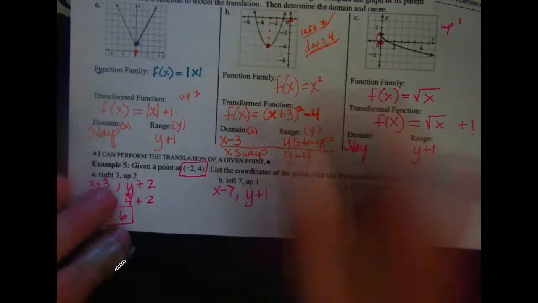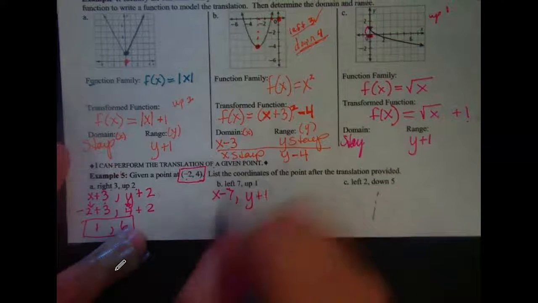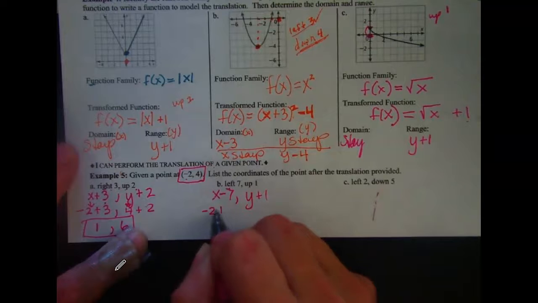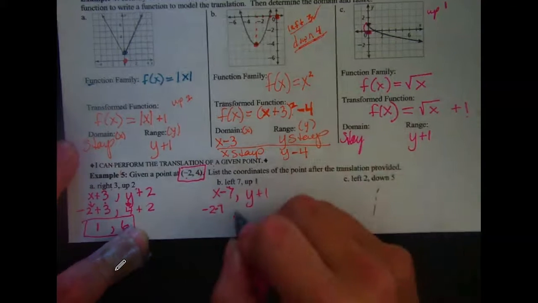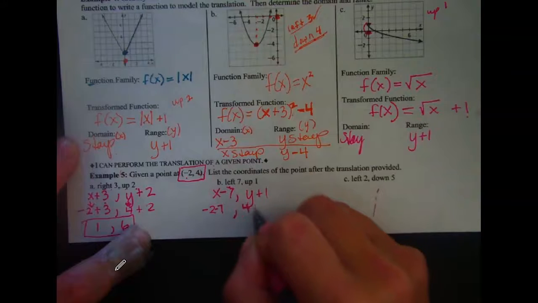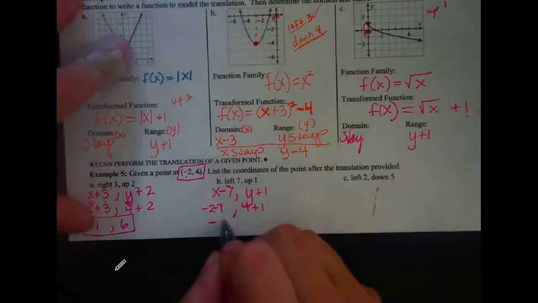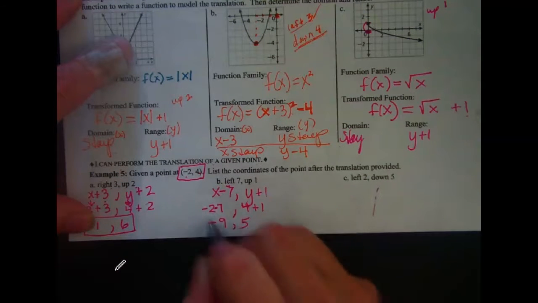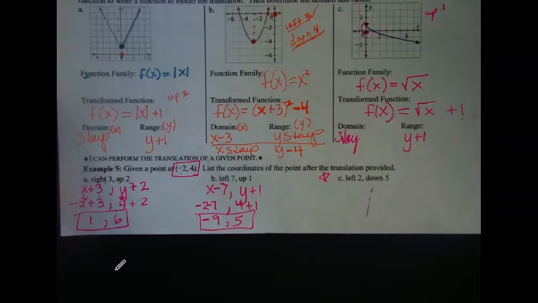So we have to do those 2 moves. So again, we're going to go back to this ordered pair. So -2 minus 7, and then our y is 4 plus 1. So I did those moves. This becomes -9, 5. And then I want you to try C as a checkpoint. So quickly pause the video and see if you can get the answer for this.